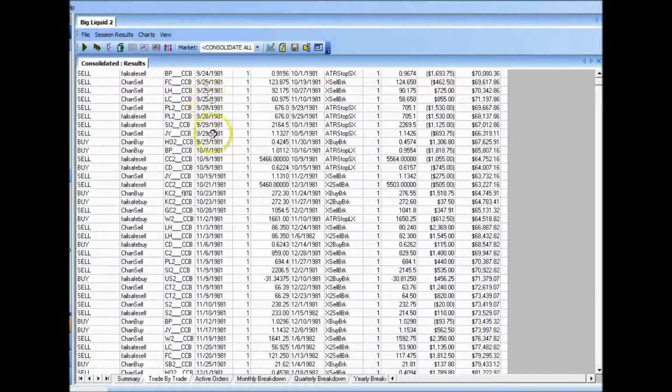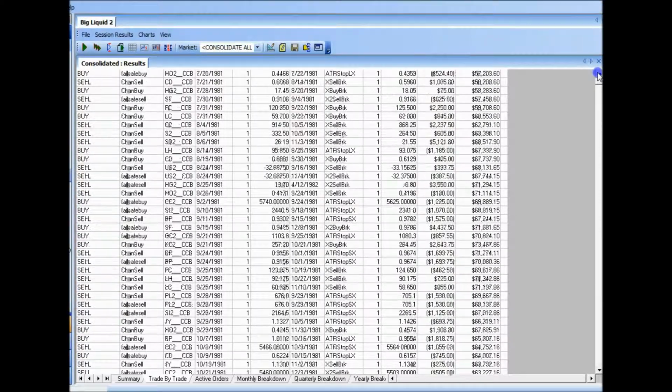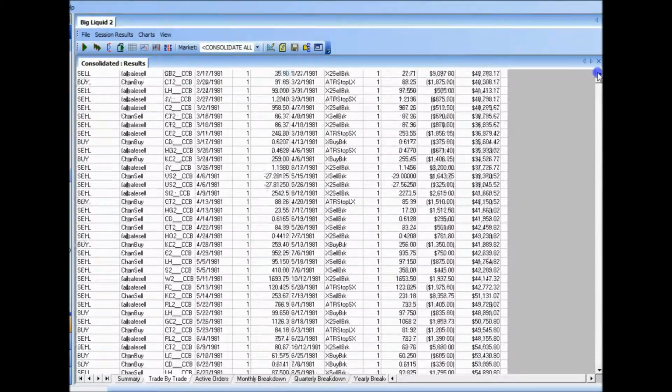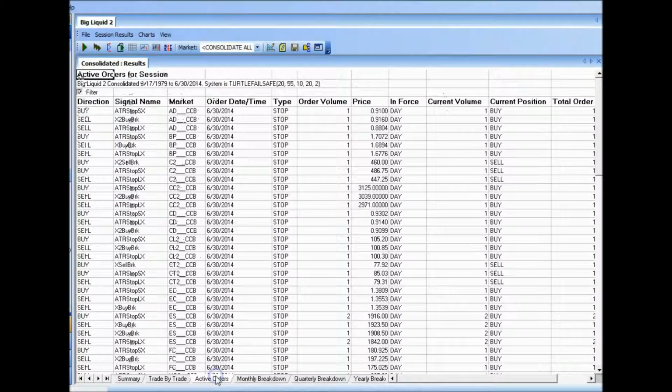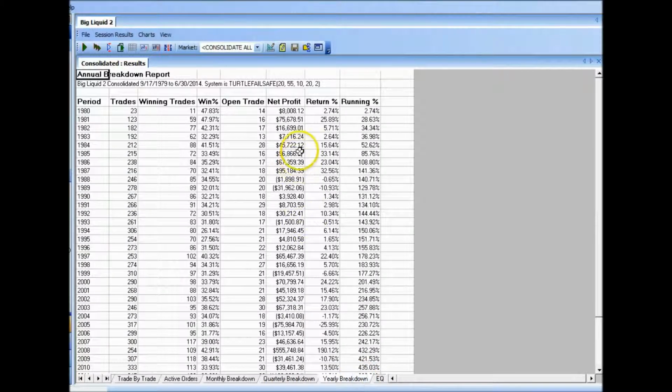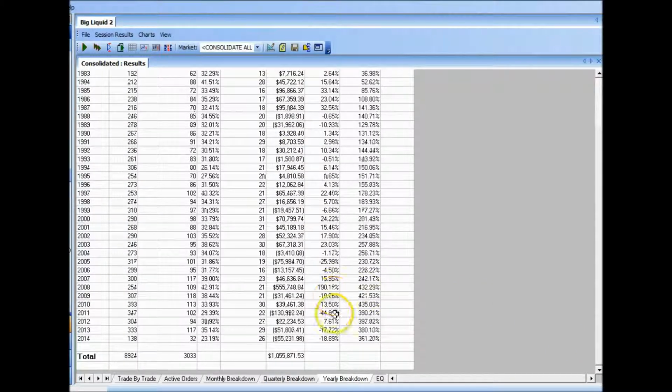So you can see these are the dates of the trades. This would be the number of contracts, the price, and this is the exit date and the type of exit signal as well. So this is really an excellent program, and it's fairly inexpensive compared to some of the other programs out there. So then here's our active orders as of June 30th, 2014. I'm doing this test on July 1st. And here's our breakdown on a yearly basis as far as profitability goes. So again, 2008 was a big year.